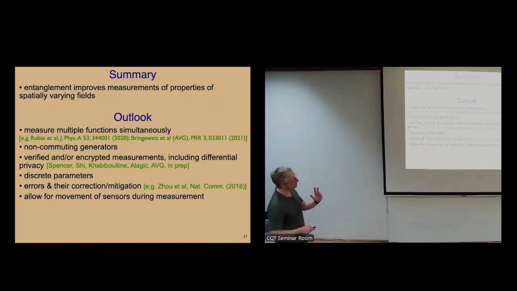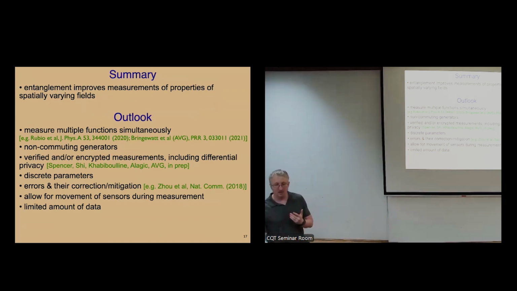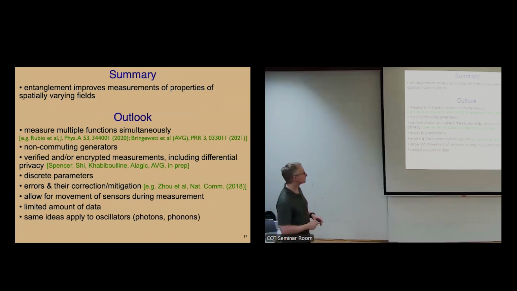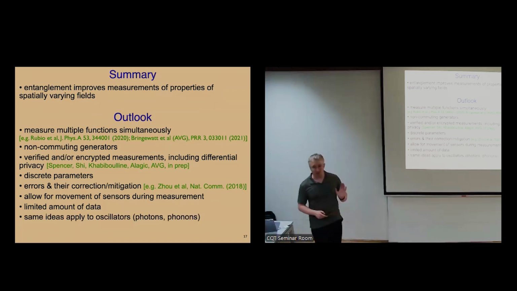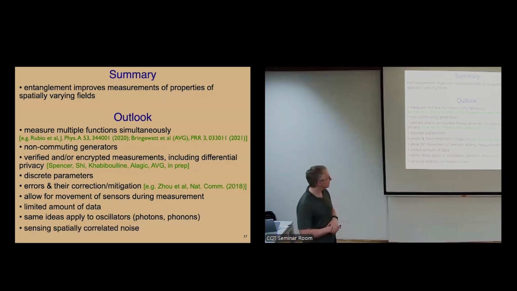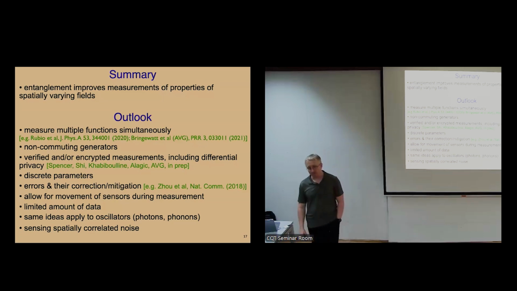You can allow for the movement of sensors during the measurement. You can try to deal with the case where you have a limited amount of data, in which case these asymptotic bounds don't apply. It turns out the same ideas apply to oscillators, not just qubits, and there are lots of papers on this, including experiments. And finally, the thing I want to talk about for the last 10 minutes is that you can sense spatially correlated noise. Before I do this, any questions?